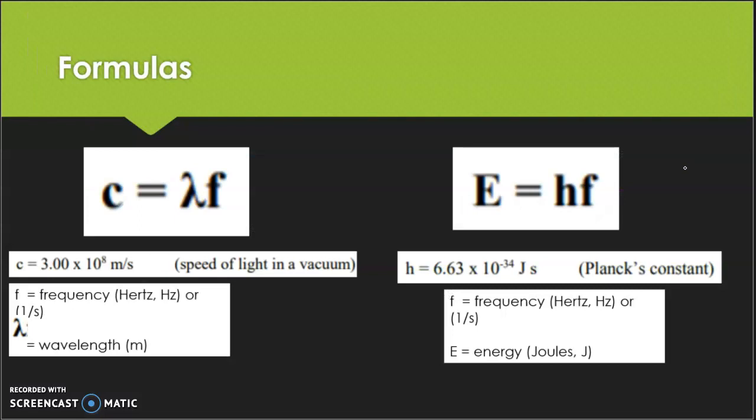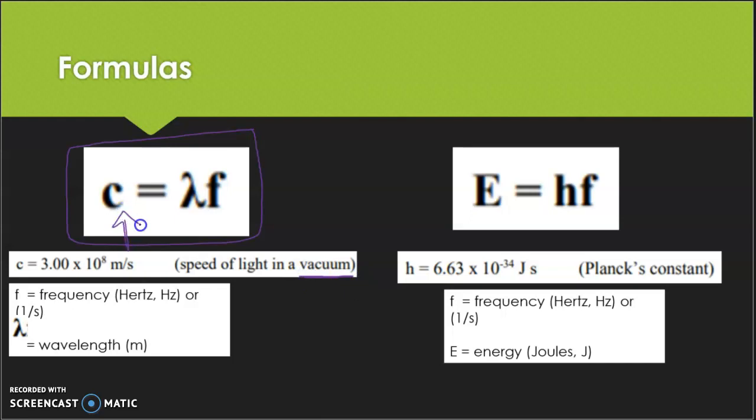So these are the two equations. If you need to pause this video to write them down, please do so. Our first equation is C equals lambda times frequency. C is the speed of light in a vacuum. We'll only do calculations with speed of light in a vacuum, but if the medium changes to be air, water, whatever, C can change, but we're just using this. So 3 times 10 to the 8 meters per second.